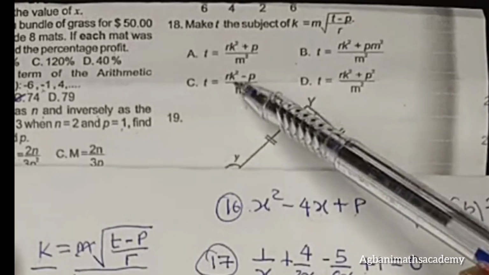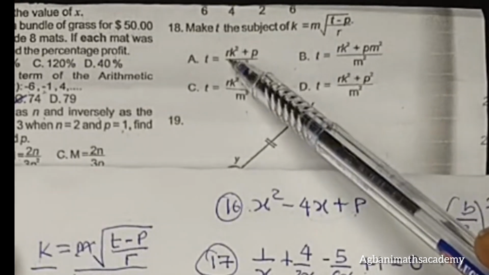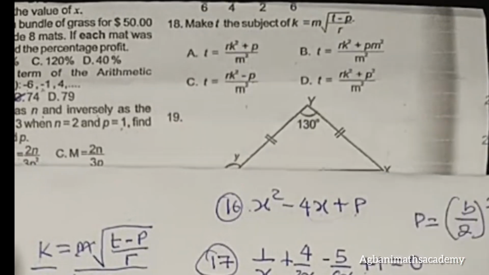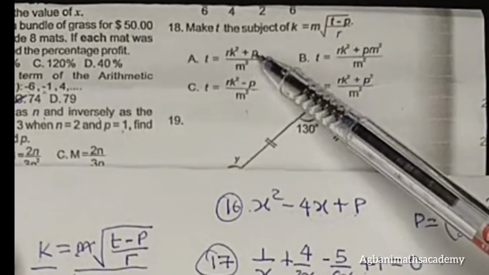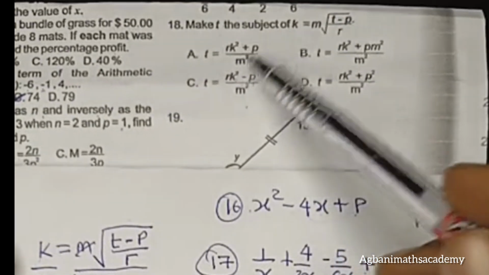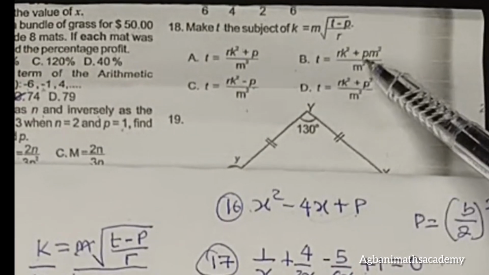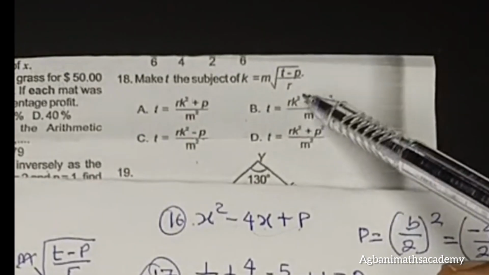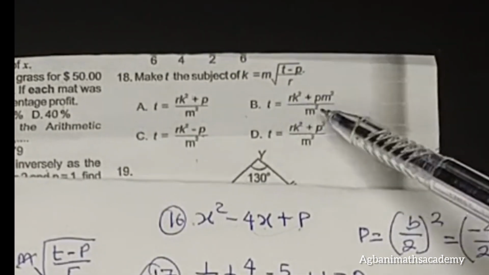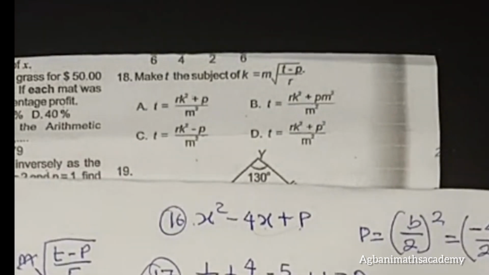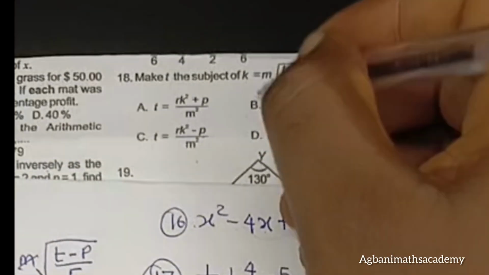Let's see. R k squared, r k squared. That agrees with here. It's just that r came first. Plus, we have only p here, but we have m squared p. So this does not agree with what we have. We go over here. K squared r, k squared, they agree. R k squared r, they are the same. Plus pm squared, m squared p, they are the same. Divided by m squared. So B is the correct answer.